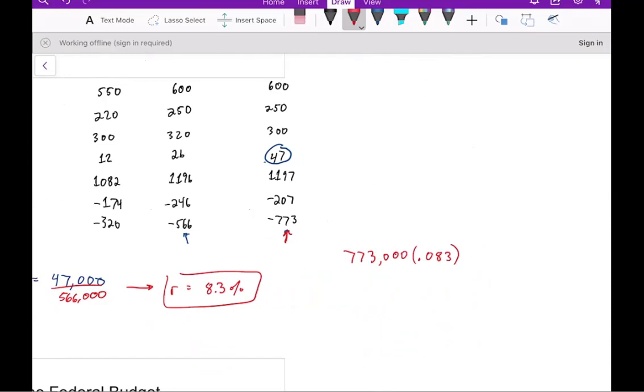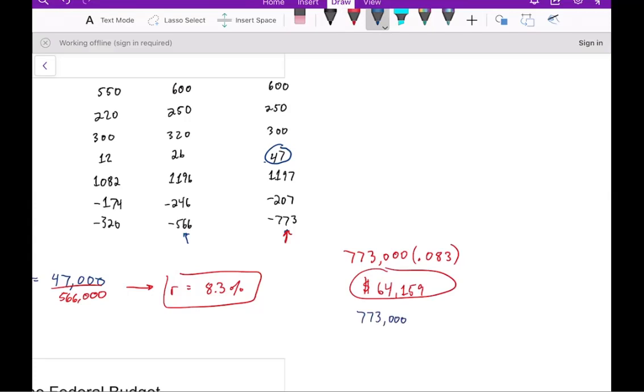So I need to take 773,000 times 0.083, and we would be paying $64,159 on interest. Now, of course, the last part of this is what if it was 2 percentage points higher?